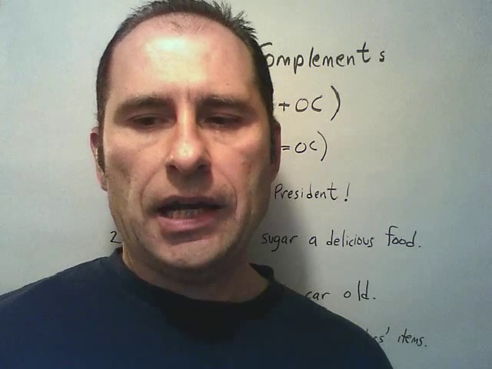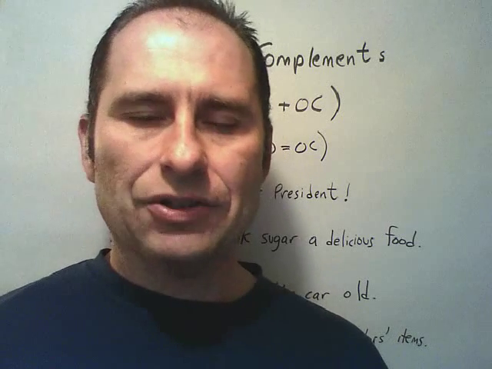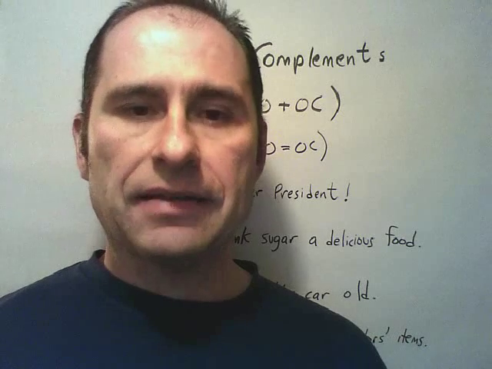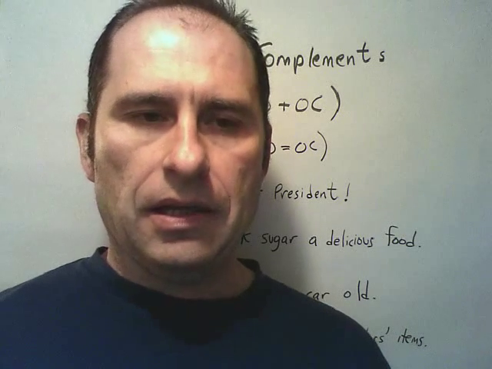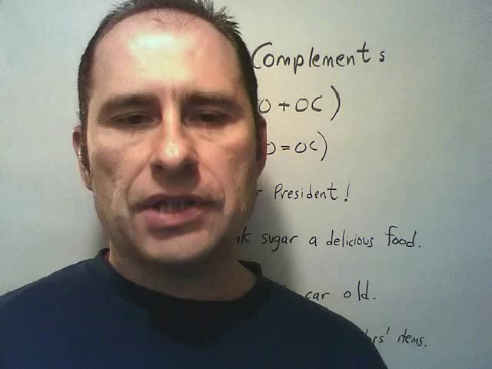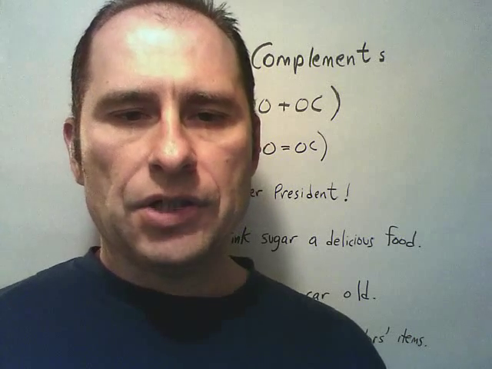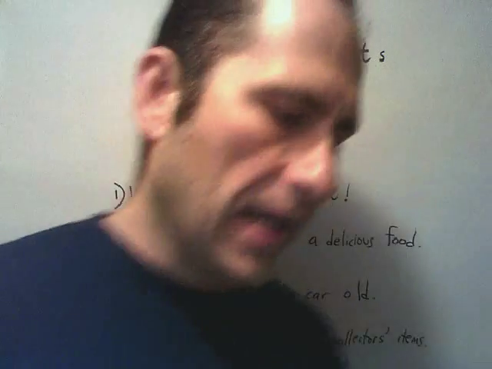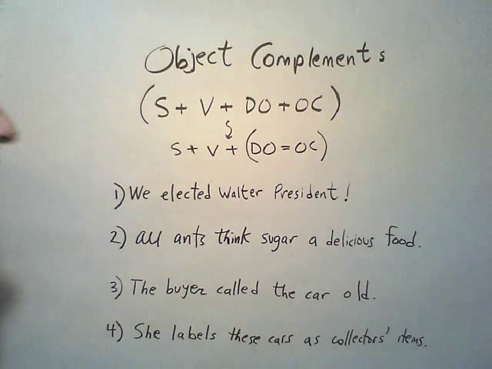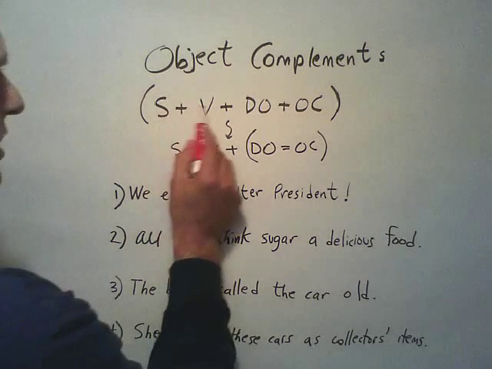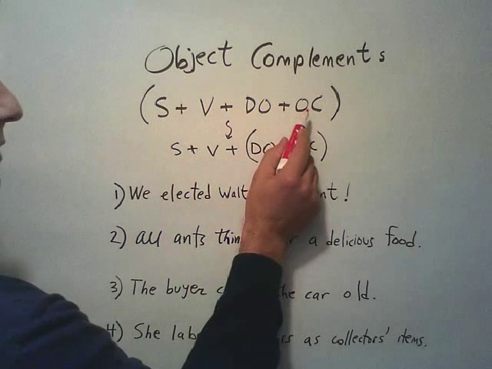Now, if you can find the object, that's the key. So you need to first find the subject, the verb, and then a direct object. And most often direct objects will be those that have object complements. So let's take a look at the pattern, and then we'll take a look at how to find these things. The pattern is subject, verb, direct object plus object complement.